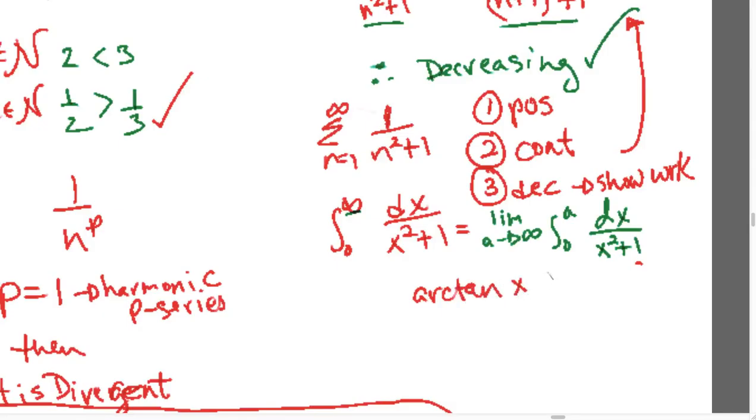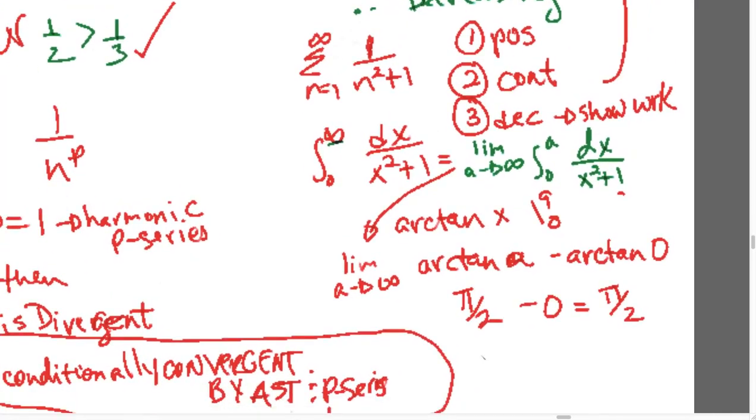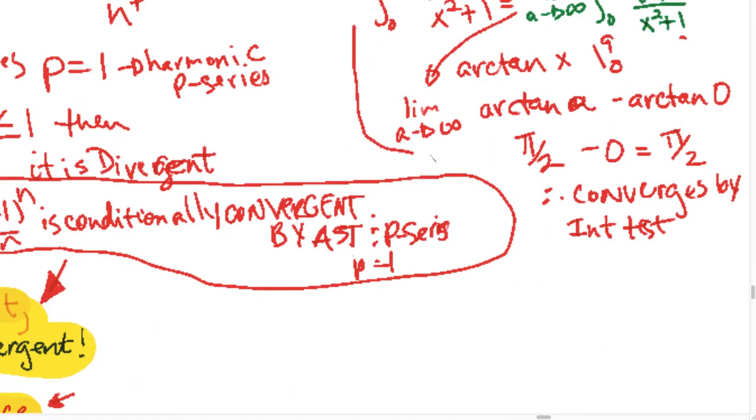of x evaluated between a and 0, and we take the limit as a goes to infinity. You get arctangent of a minus arctangent of 0. Then you end up with pi over 2 minus 0, which is pi over 2, which the integral test states that it converges if that occurs. If you get a finite answer, it converges. If you get an infinite answer, it diverges on integral test.